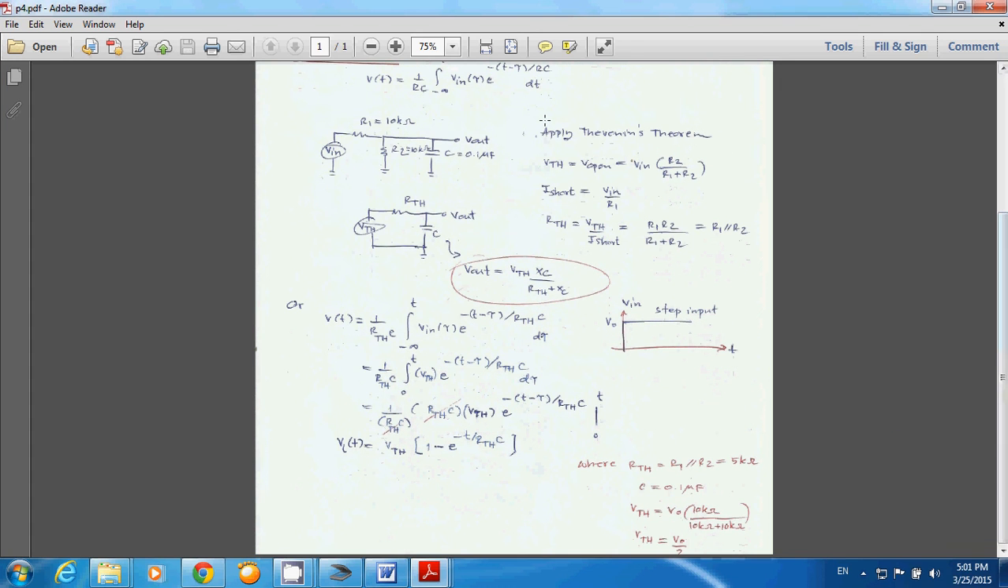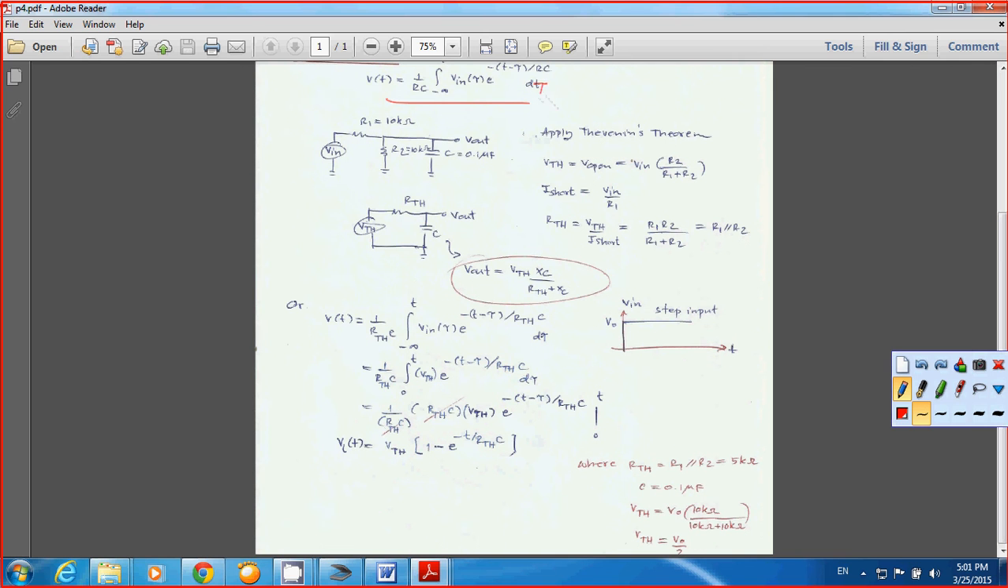Okay, let's bring up this equation, and this is tau. Vout(t) equals 1 over RTH multiplied by C, and then integration from negative infinity to any particular time t of Vin(tau) multiplied by exponential negative (t minus tau) over RTH C, d tau, sorry, just like the equation you brought up down here. And if you have the input as a step input, you simply put Vin to be V0.